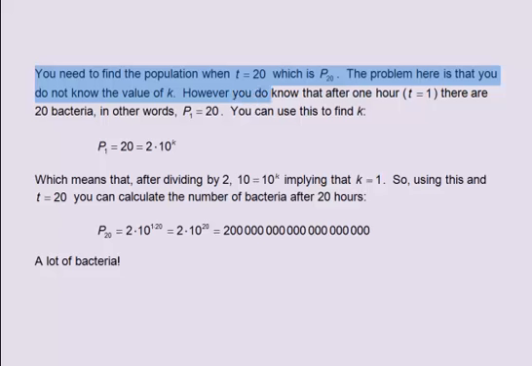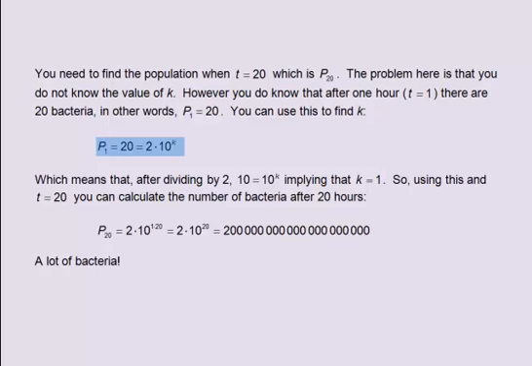However, you do know that after 1 hour, t equals 1, there are 20 bacteria. In other words, P(1) equals 20. You can use this to find k. So, when t equals 1, P(1) equals 20, which equals 2 multiplied by 10 to the power k. Which means that, after dividing by 2, 10 equals 10 to the power k, implying that k equals 1.